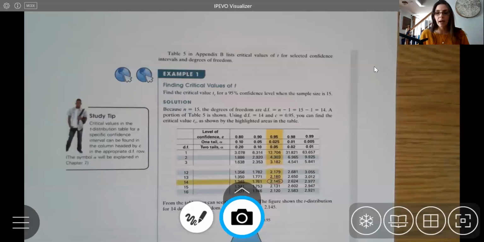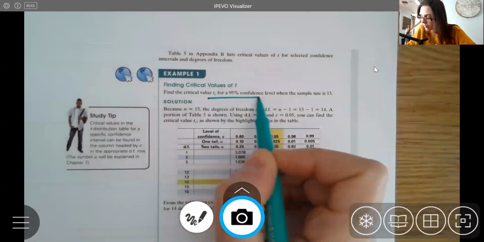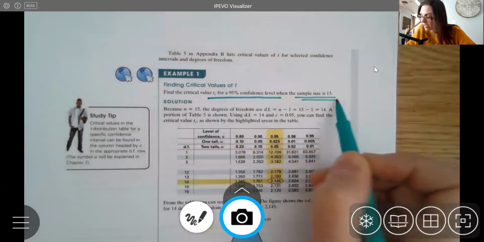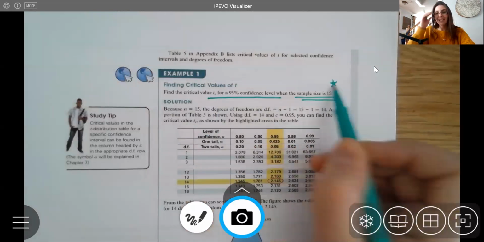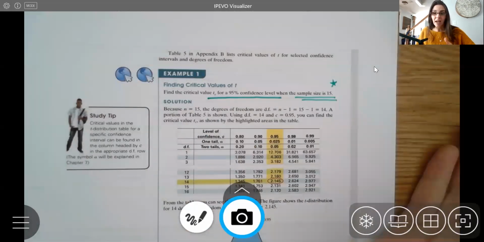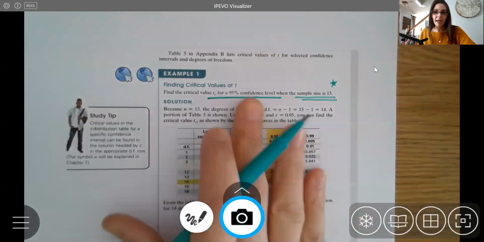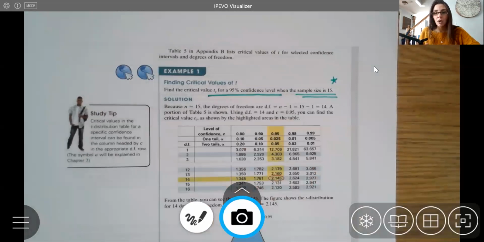I still do recommend drawing a picture to start though, so that you can, again, see the area that you're looking for. It's very similar to what we've already done. It's just that you're using t values and not z values. So let's find the critical value for a 95% confidence level with a sample size of 15. Now, with t values, it is tricky because they're based on sample size as well. With z values, I was able to give you a couple standard ones that we use a lot. With t values, I can't do that because they change depending on the sample size. So you're probably going to have to find the t value for every example that you do.